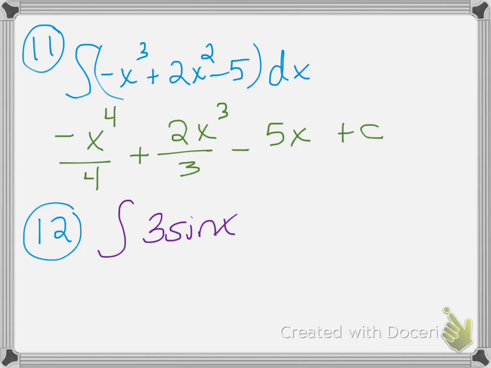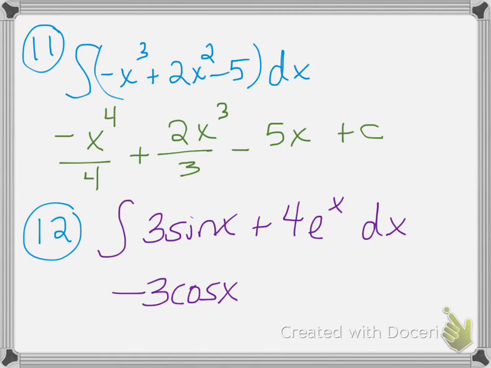Here's another one. If there's a number in front of sine or cosine or e to the x, or any of those others, then we do it the same way that you always have when you did the derivatives. The antiderivative of 3 sine x would be 3 cosine of x, but I've got to have that negative to make sure the derivative works out. And then the antiderivative of 4e to the x is 4e to the x.